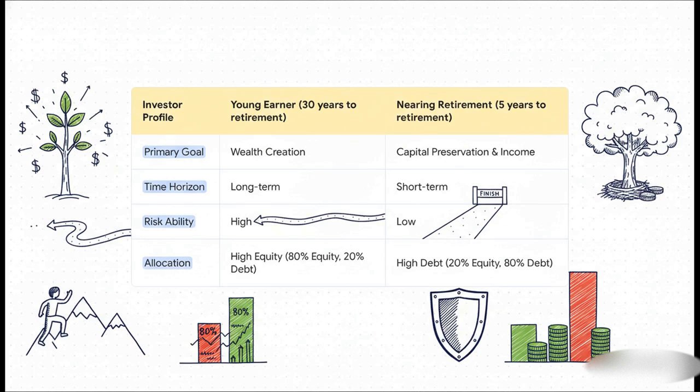Now look at the other side. Someone nearing retirement, just 5 years to go. Their goal has completely shifted to capital preservation and income. Their time horizon is short and their risk ability is low, so their allocation is a mirror image. Maybe just 20% in equity and 80% in debt to keep their capital safe.